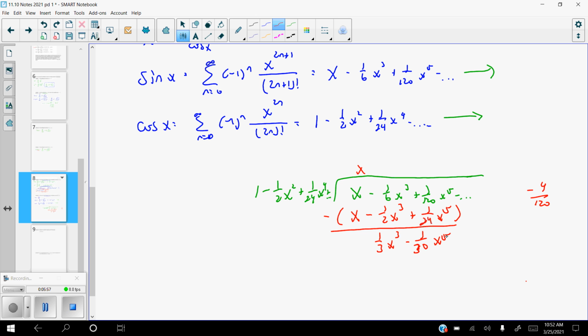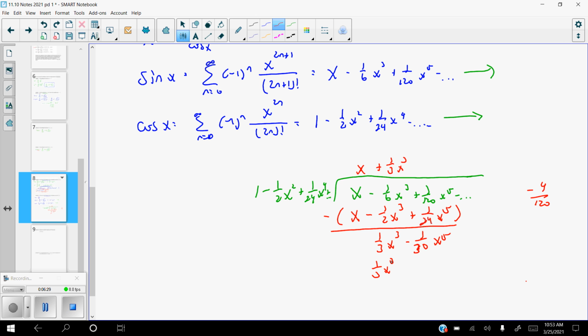Now, normally you would go ahead and bring down the next term, but again, we don't need to worry about that because we're only concerned with the first 3 non-zero terms. So now let's figure out what the next one's going to be. What do I multiply times 1 to give me 1/3 x cubed? Well, that would be 1/3 x cubed. So let's go ahead and write that up here. So plus 1/3 x cubed.